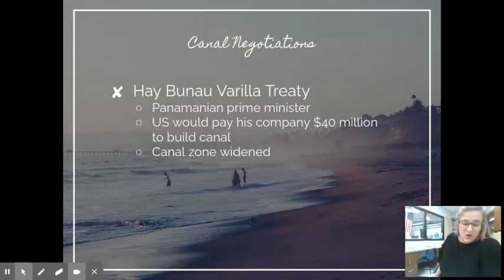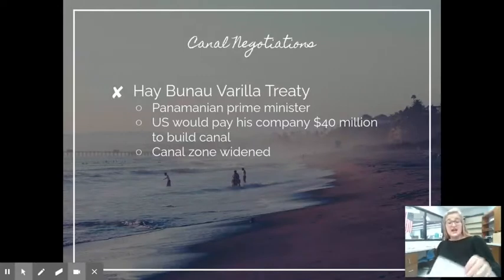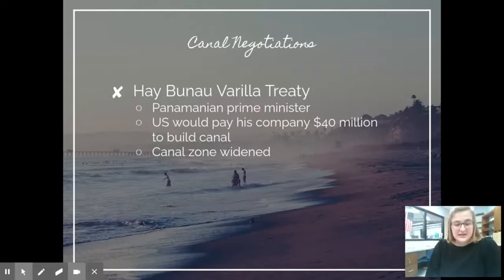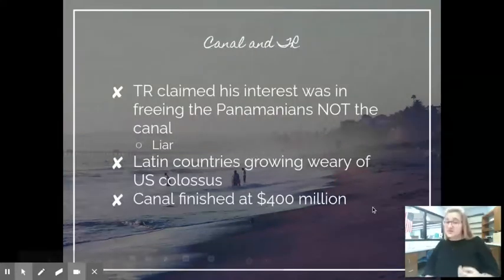So now we have to sign a treaty to end this war and get ourselves involved in the building of a canal. So the Hay-Bunau-Varilla Treaty in November of 1903 basically says that the U.S. will pay a Panama Canal company to build a canal. The canal zone will be widened, and eventually America will own the canal, even though it's built in Panama.